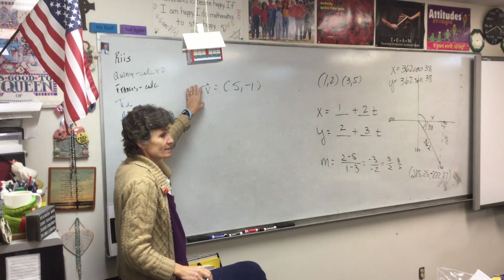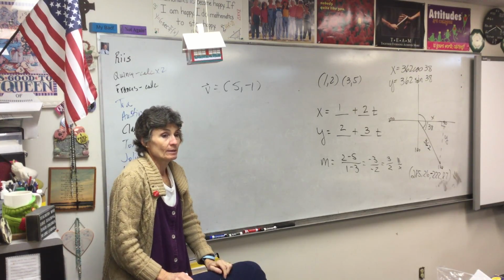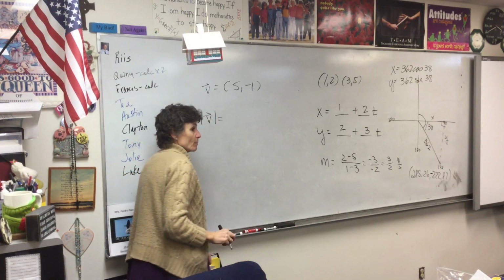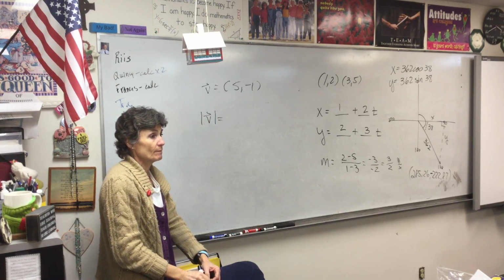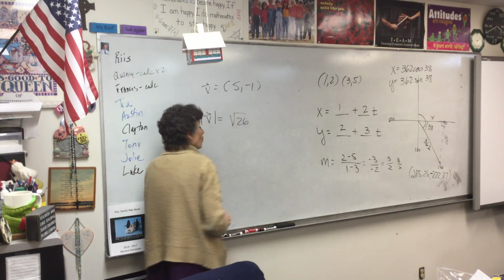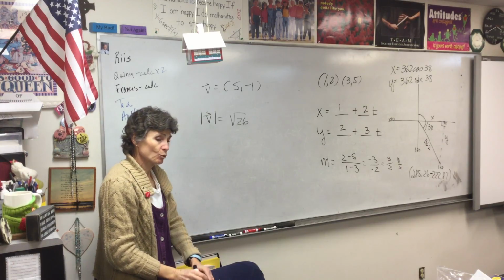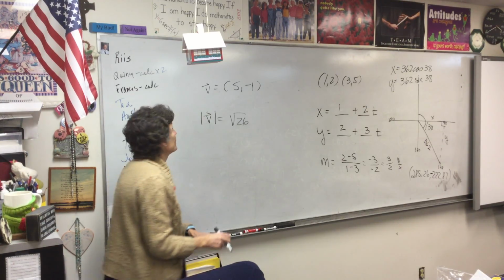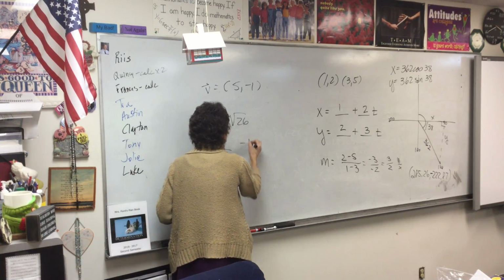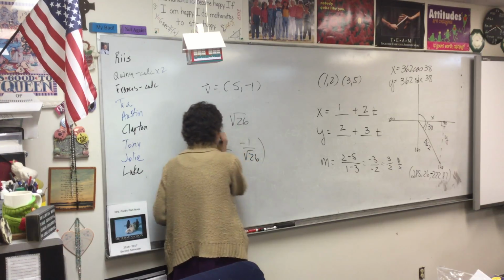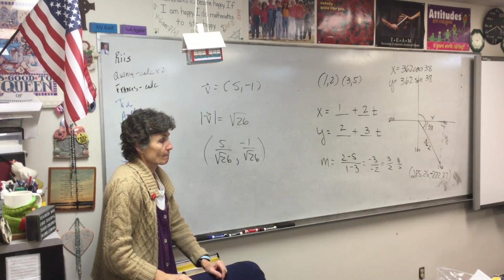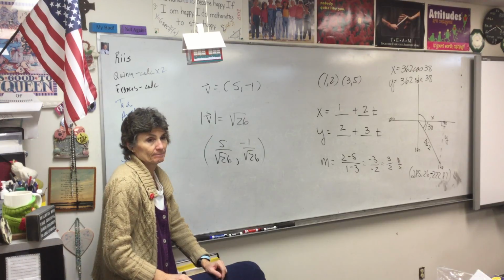We got to do something to this guy. What do we have to do to him? We find his magnitude. Remember, magnitude means Pythagorean theorem. So the square root of 26. And then what do we do with the square root of 26? We divide both of those. So 5 over root 26, comma, -1 over root 26. And there is your unit vector. Perfect.